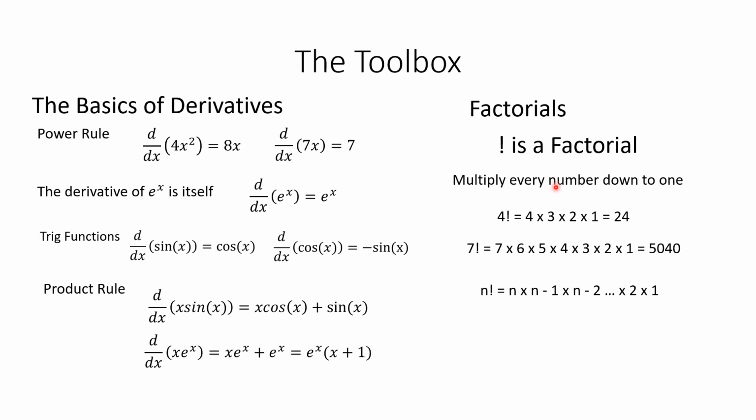And the last thing you have to understand is factorials. A factorial is just multiplying down to 1. So 4 factorial is 4 times 3 times 2 times 1, and 7 factorial takes every number and multiplies it down to 1. In general, n factorial is n times the number below it, all the way down to 1. So when you see an exclamation point, think factorial.